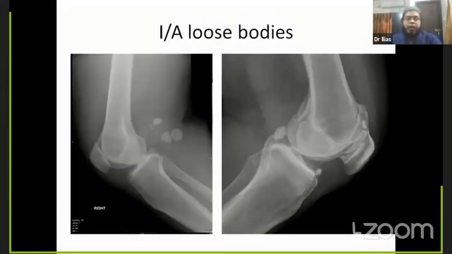You see here in the knee joint on the left side, the patient is having islands of bone. These are the loose bodies. These are the calcified loose bodies. And this will actually interfere with the total range of motion of the joint. You see on the right hand side, there are also two loose bodies inside the knee joint.